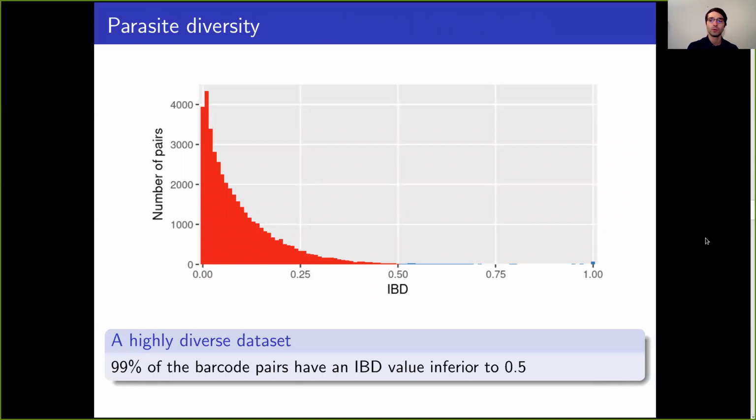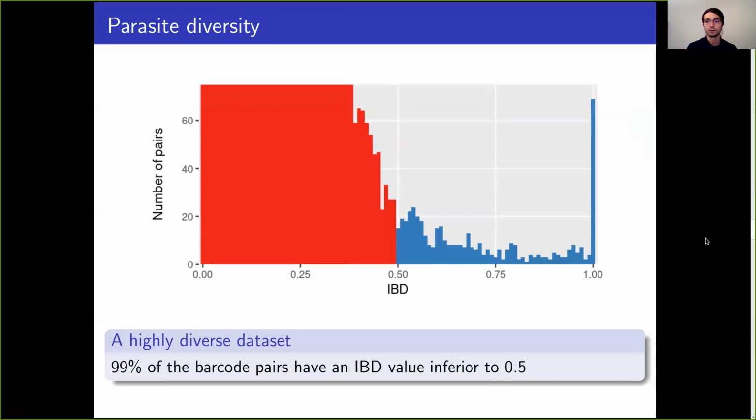The first thing we wanted to know is how diverse is our dataset. To do so, we plotted here the value of IBD obtained from all the combinations of sequences we had in the dataset. As you can see, there's a lot of values of IBD that are lower than 0.5. Actually, 99% of the values of IBD are below 0.5. When you zoom in, you can clearly see the difference between values of IBD above and below 0.5.